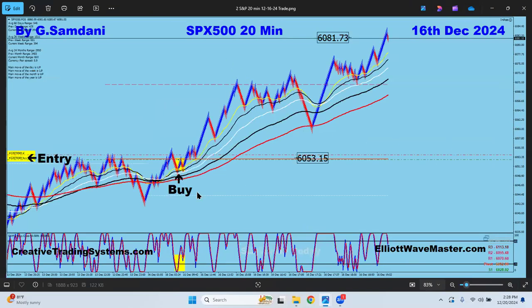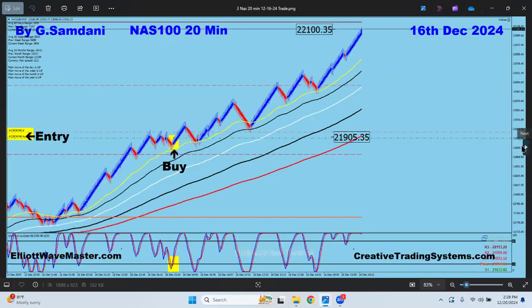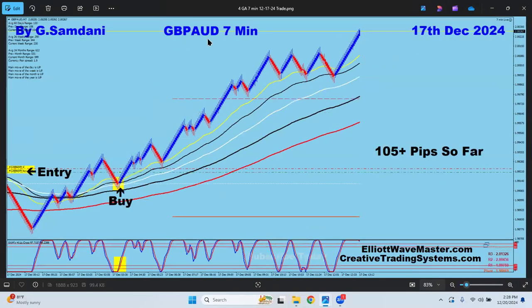This is S&P 500 going to the upside here. Buy orders right there on the 16th. And this is on the 16th. Nasdaq, beautiful entry, gone with the wind. And this is pound Aussie, right? This is a beautiful entry as well.